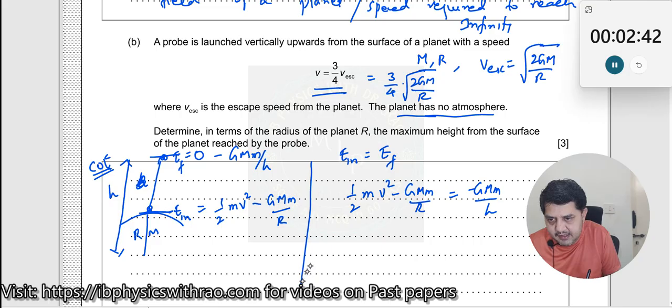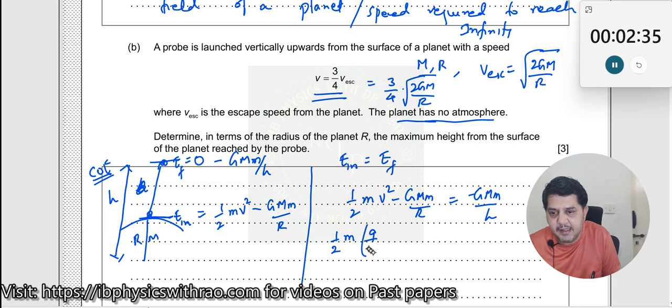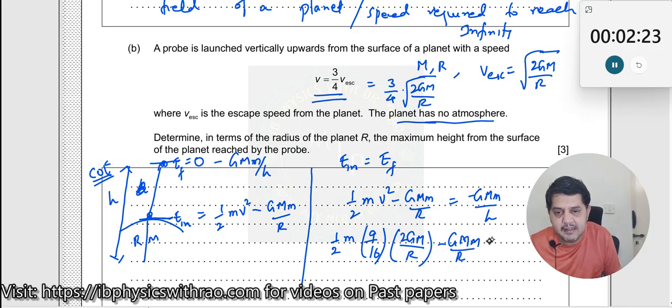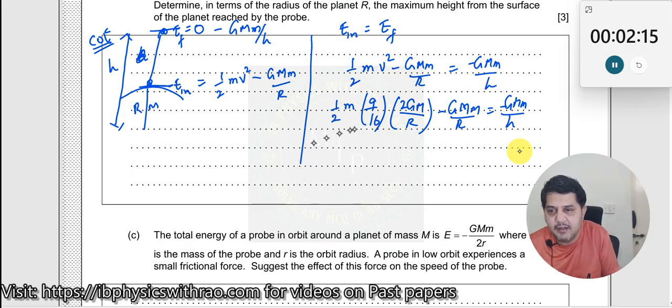So which means I get half m into, for v I'll substitute this 3 by 4 whole square. What will become? It will become 9 by 16. And this one, if I square, the square root will go away. So this becomes 2GM divided by r minus GMm divided by r is equal to minus GMm divided by h, right? So now let me simplify this a little bit more. So this half and this 2 goes away here. So I get this as 9GM, there is one more m missing here. Where is it?